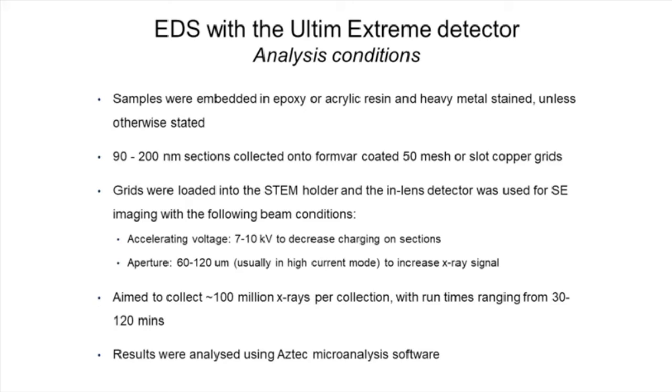We're using between 7 to 10 kV accelerating voltage, as beam reactivity of the sections is more of a problem at kVs below this. The Ultim Extreme detector is optimized for working at or below 7 kV, so for the 10 kV scans, we're accepting a small increase in noise in our maps and spectra due to stray backscattered electron signals. However, we are in the process of testing different substrates for the sections to reduce charging so we can use lower kVs. The electron dose also contributes to charging.